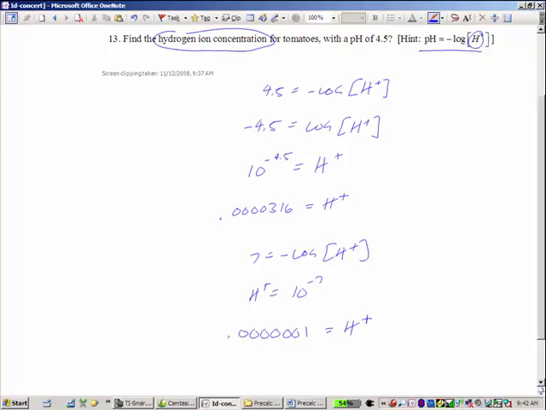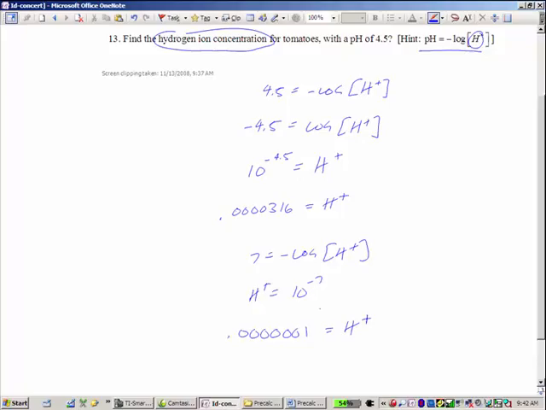So can you see that tomatoes have a whole lot more hydrogen ions in them than water does? Not just like 1 or 2 more, but orders of magnitude more. Like 1,000 times more. That's a lot more hydrogen ions, don't you think? Yeah. I think so.